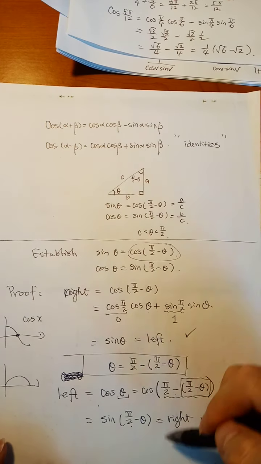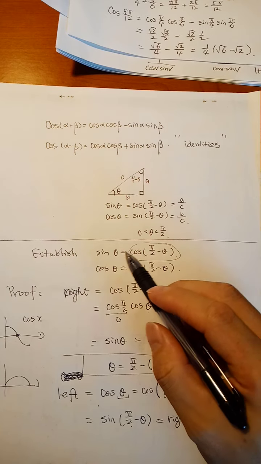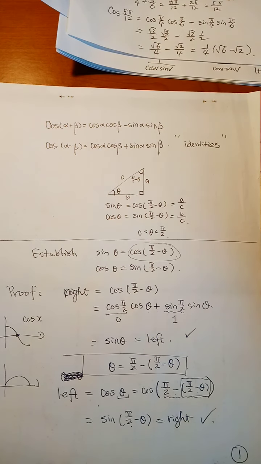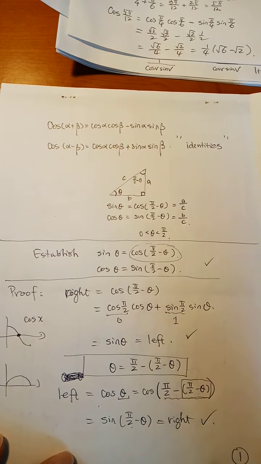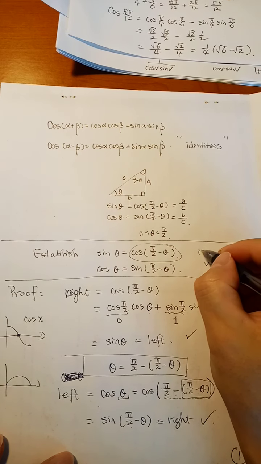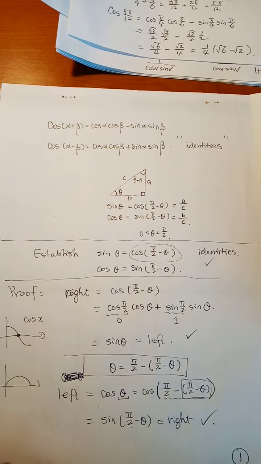Okay, so that's the proof, or the verification, of a formula we already have. But before this, we only knew this formula was correct for the acute angle. Now it works for all the angles. This is correct for all angles. These are identities.